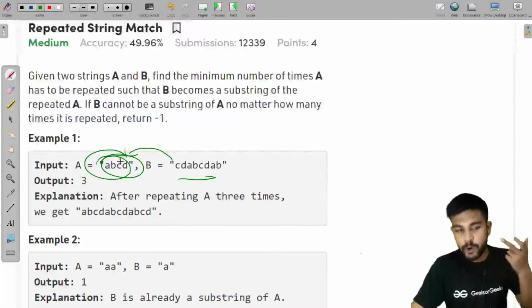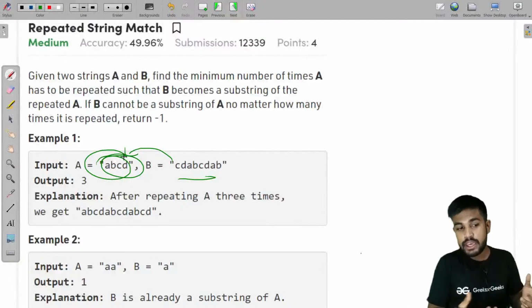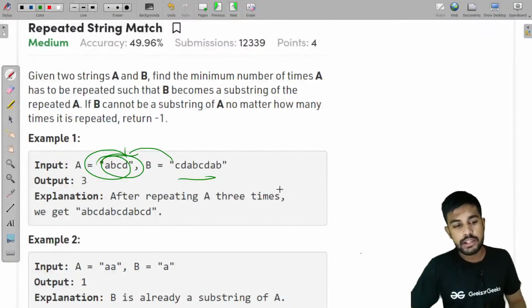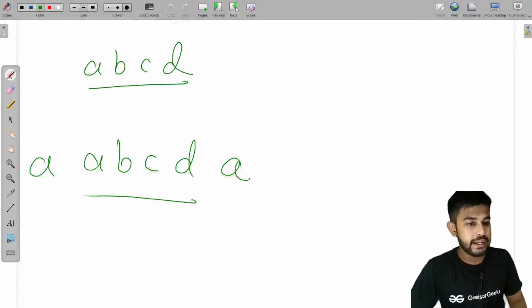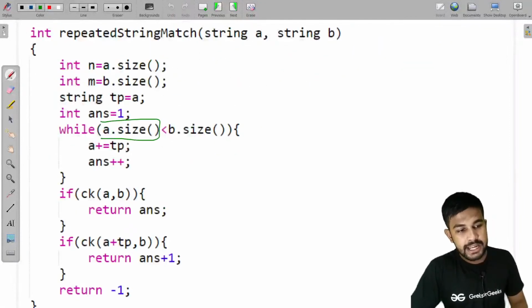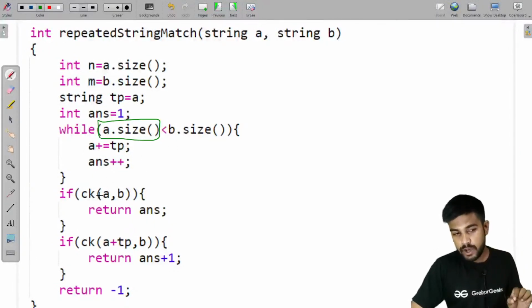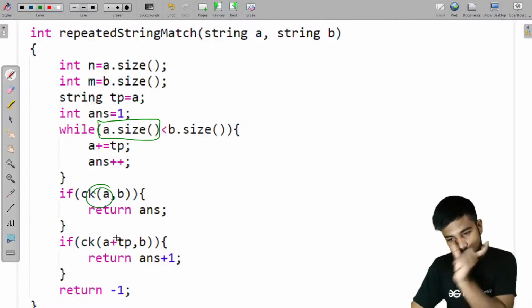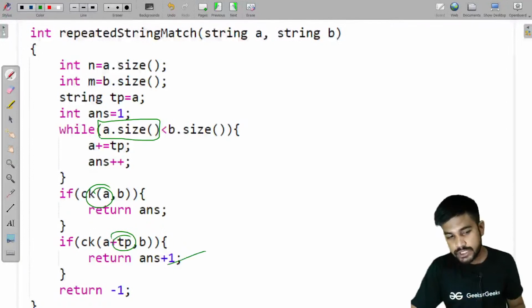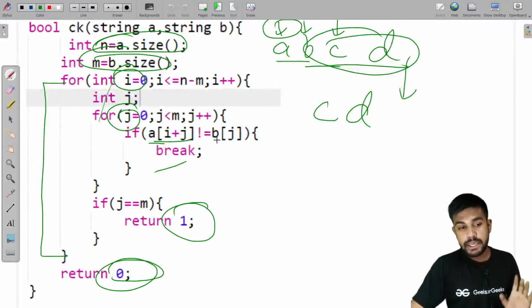So that is what we are trying to do. We are counting how many times A is required so that the length of A is greater than or equal to the length of B. We are doing it here, I am showing you the code: while a dot size is less than b dot size, we keep appending. And now we would check for two times, either one more is required or for the remaining incomplete one. So we are checking both, and this function would return true if B is a substring of A, else it would return false.